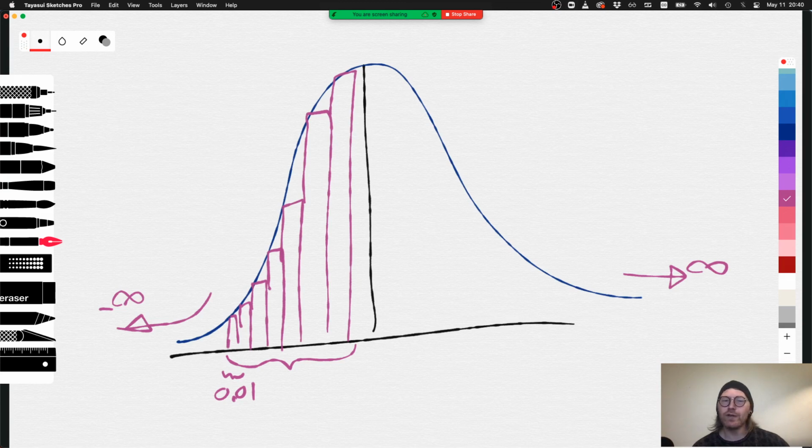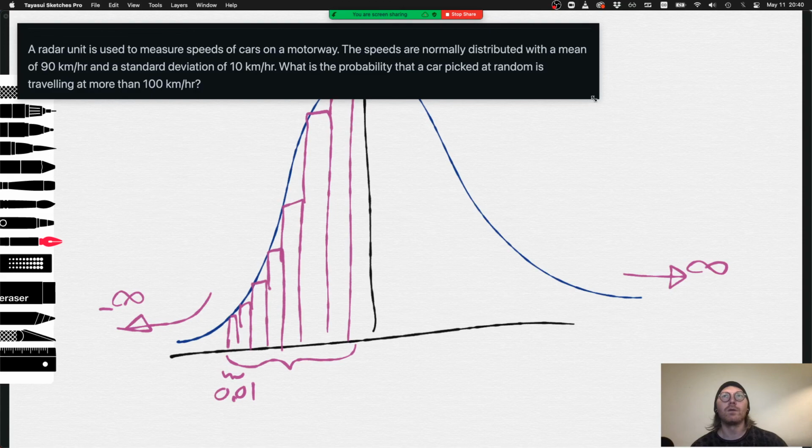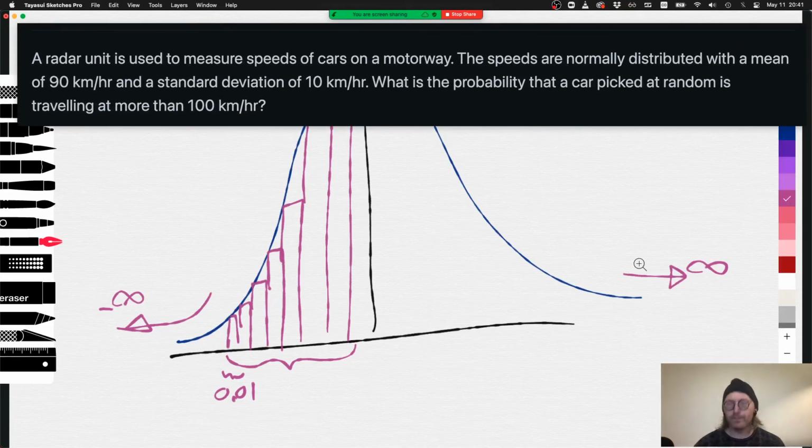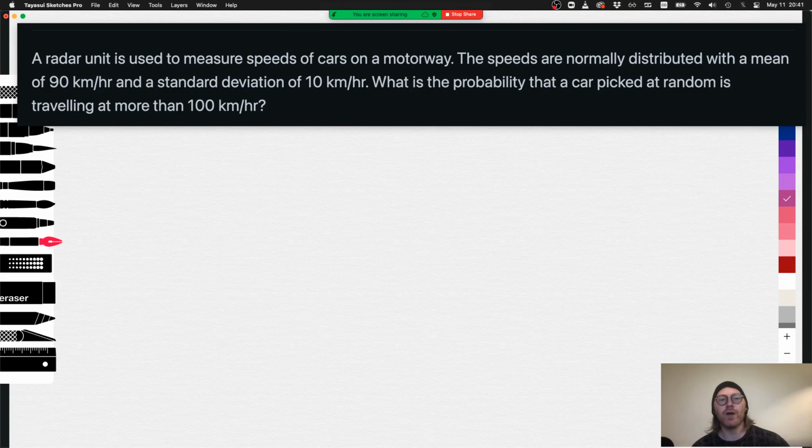Okay, so let's look at a quick problem, and think about how to answer it. So a radar unit is used to measure speeds of cars on a motorway. The speeds are normally distributed with a mean of 90 kilometers per hour and a standard deviation of 10 kilometers per hour. What is the probability that a car picked at random is traveling at more than 100 kilometers per hour?